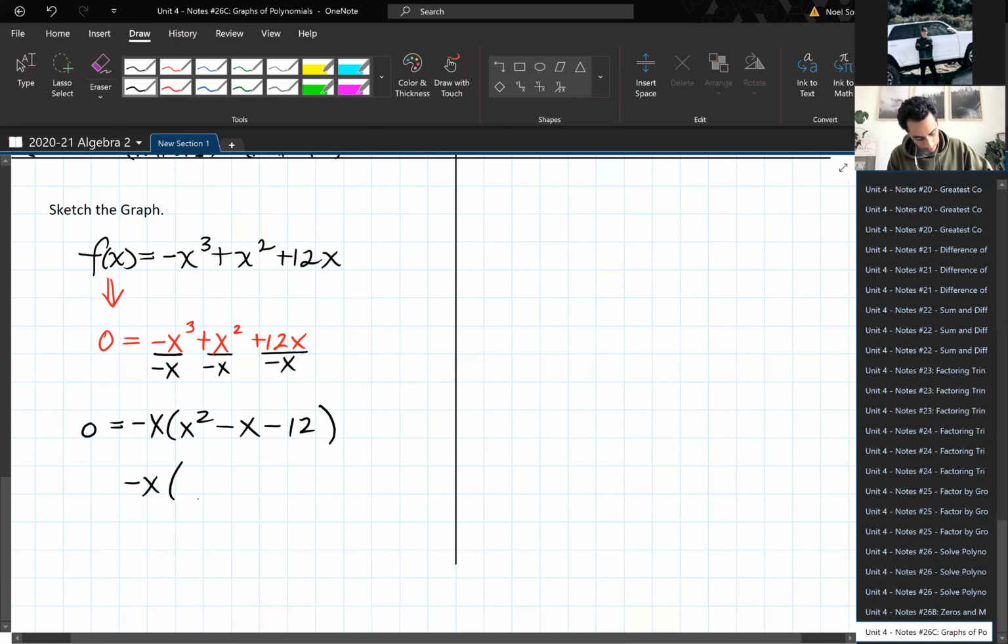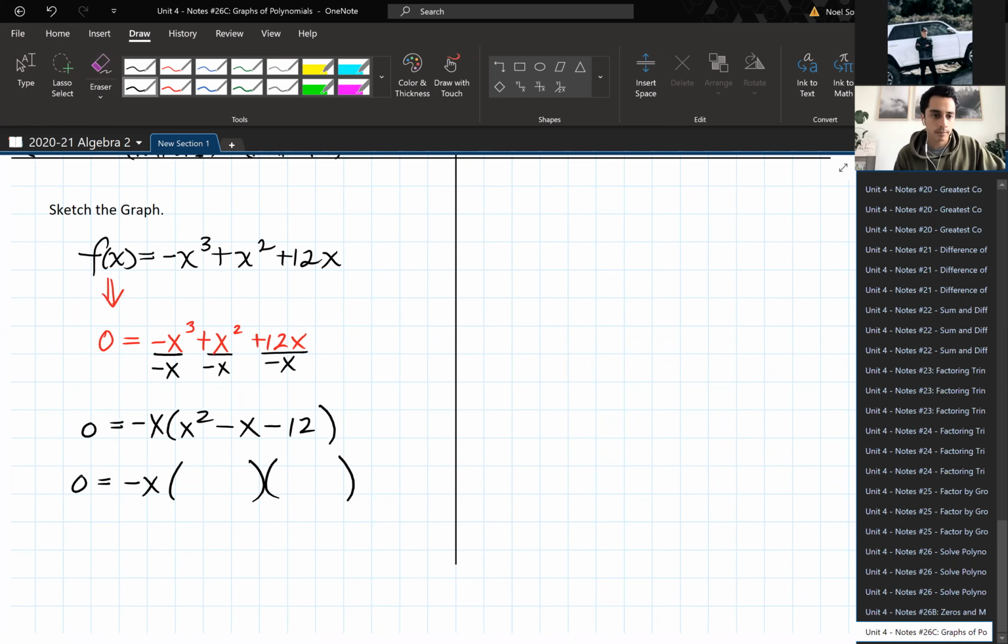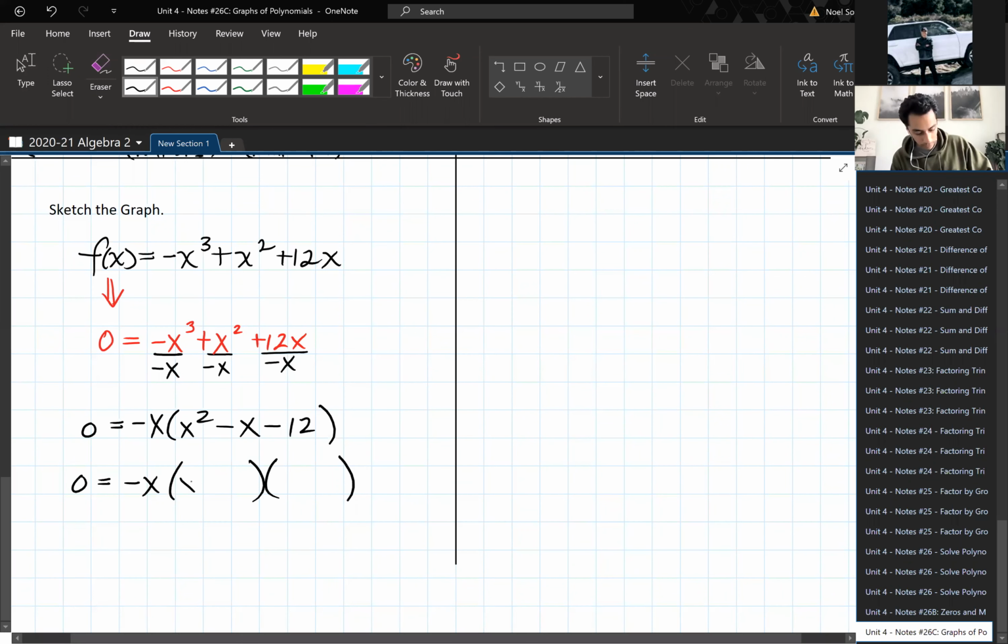Okay, so negative x, I want to factor then the rest of the trinomial. What are those factors going to be? Not negative x minus 3, because I already factored out that negative. So for me, at least, because the negative is already factored, I should have a factor of x plus 3 and x minus 4.